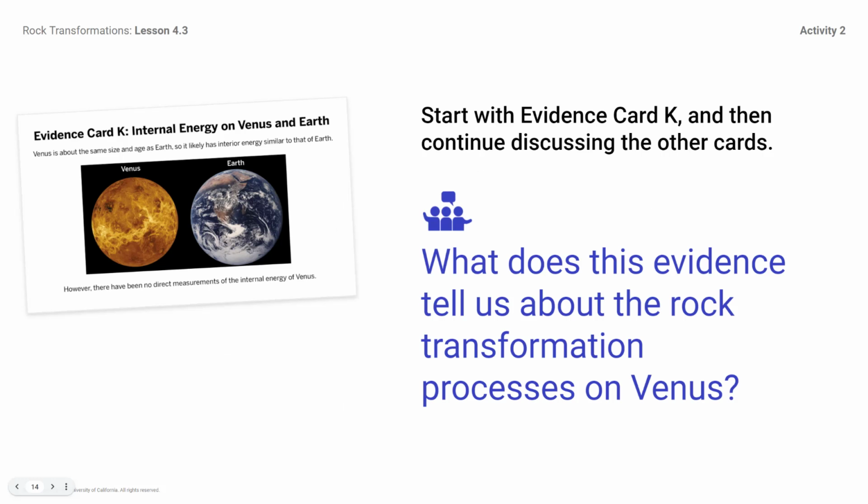Start with evidence card K, and then continue discussing the other cards. What does this evidence tell us about the rock transformation processes on Venus? Internal energy forms magma on Earth. If the internal energy is the same on Venus compared to Earth, then that could mean Venus also has magma. What do you think about this evidence?